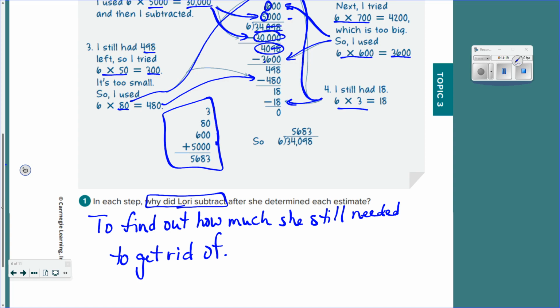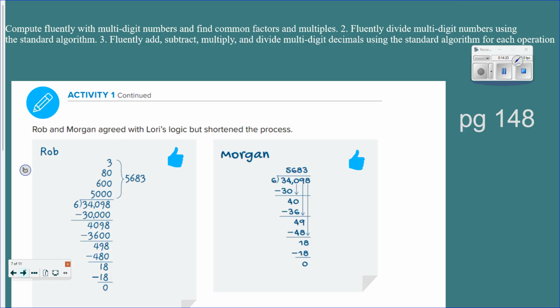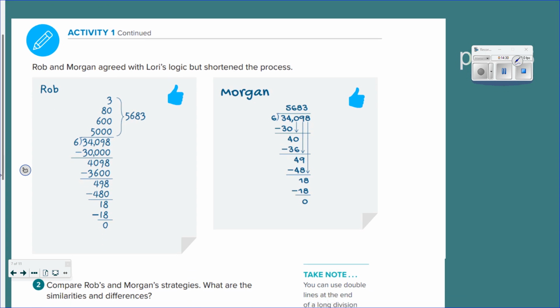Okay. I'll be honest, it's not a strategy Mr. Cannon or I are real big fans of, but it is one that can work, especially if you've done partial quotients before. Okay, Rob and Morgan agree with Lori's logic.